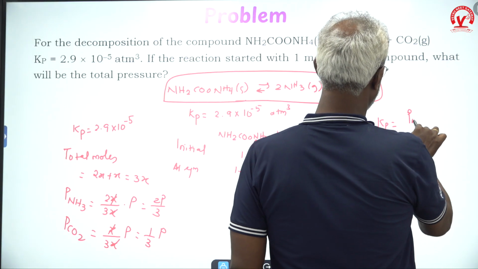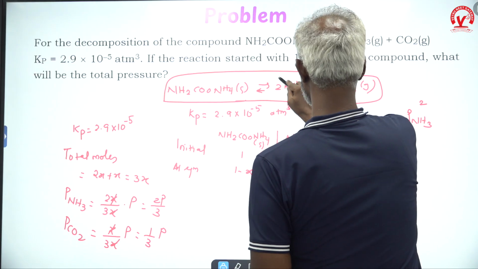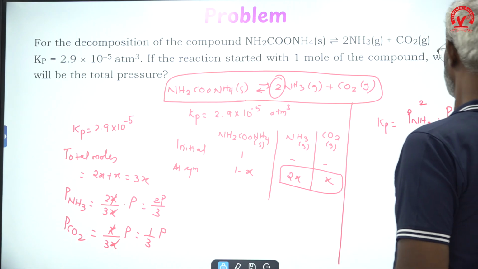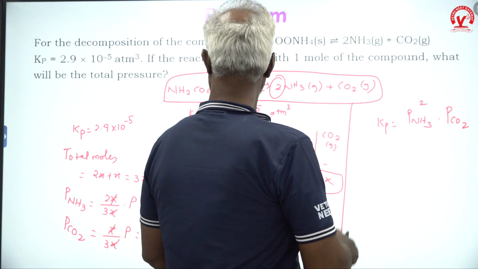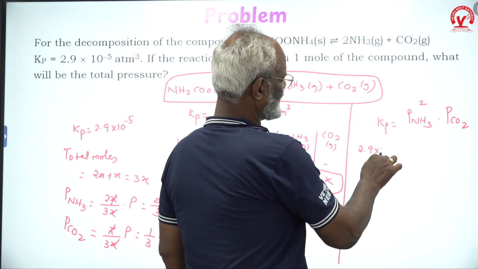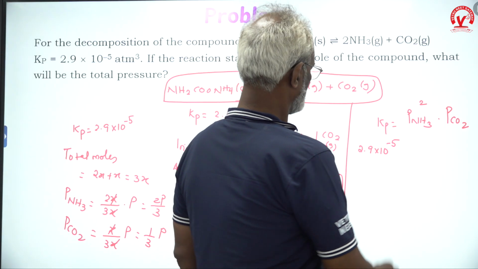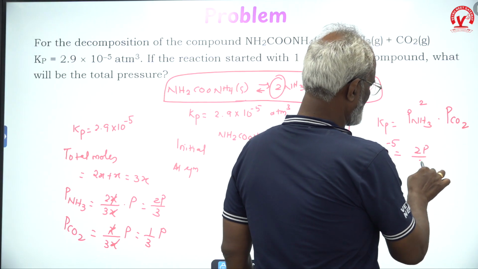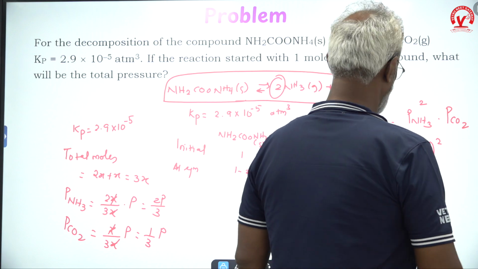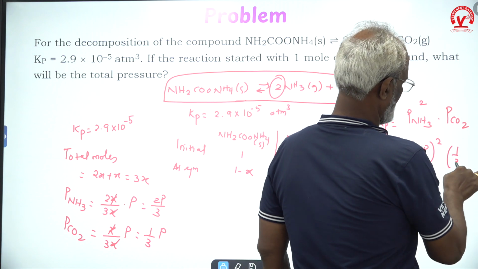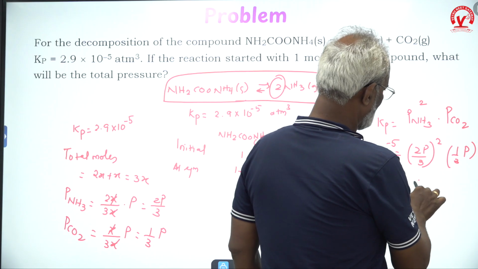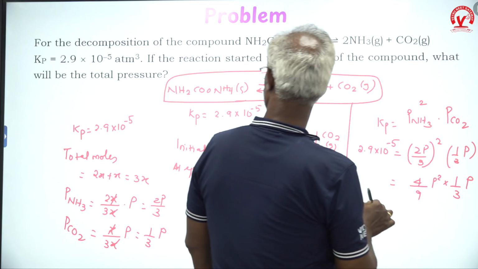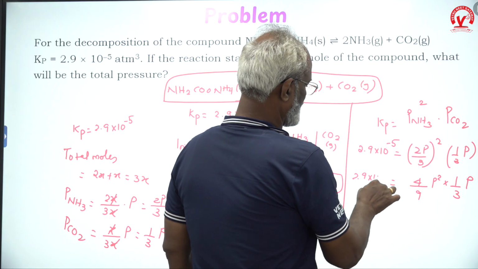Kp will be equal to the partial pressure of NH3 to the power 2, so we have a stoichiometric coefficient 2 here, into the partial pressure of CO2. Now we substitute the values. Kp is 2.9 into 10 power minus 5, which is equal to the partial pressure of NH3, (2P by 3) squared, and the partial pressure of CO2, 1 by 3 P. It will become 4 by 9 P square into 1 by 3 P, which is equal to 2.9 into 10 power minus 5.